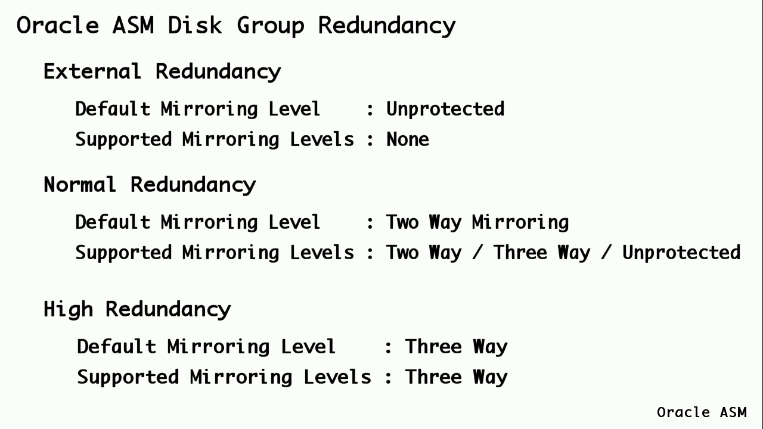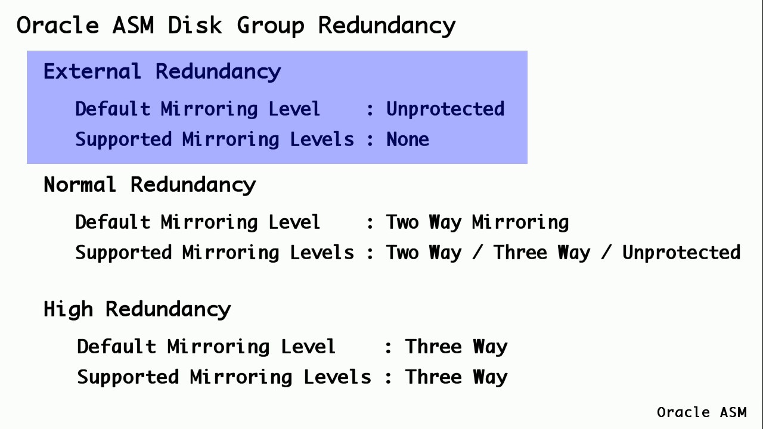Now, let us understand ASM redundancy options. Oracle ASM provides 3 options for data redundancy. With external redundancy, ASM does not provide any data redundancy. This option should be used when vendor-provided mirroring is in use at storage level. Any write error to disk will cause a forced dismount of the disk group. All disks must be online for disk group to function normally.